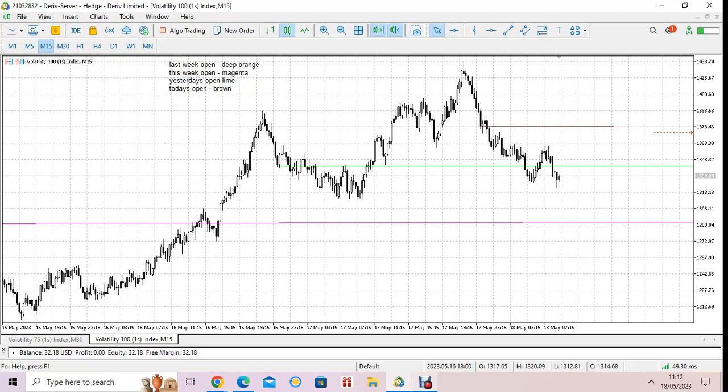Me personally, I only trade Volatility 101S and Volatility 75 1S. My charts basically live on the M15 time frame. I make use of all the time frames from week 1 up to M1, but M15 is my stronghold, it's my base.